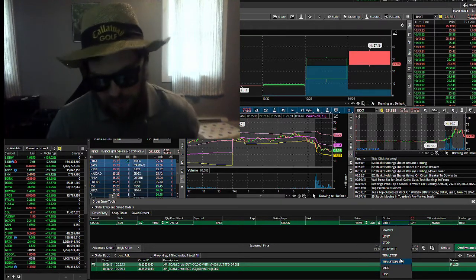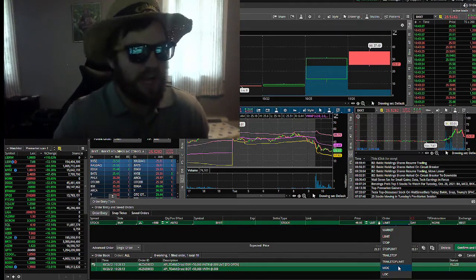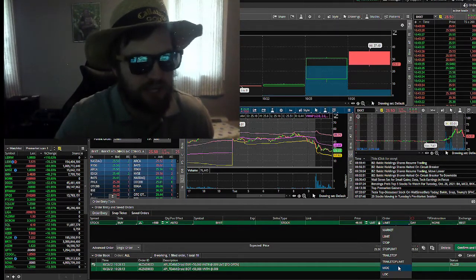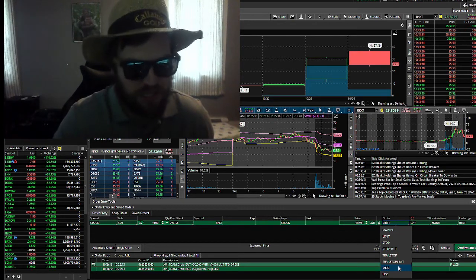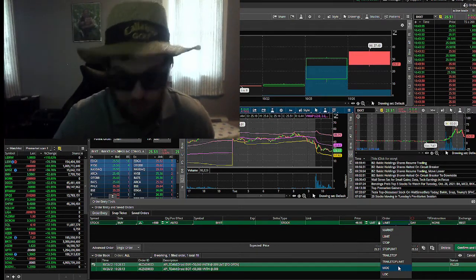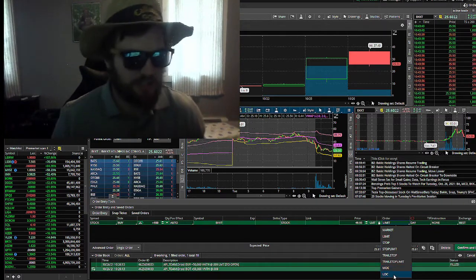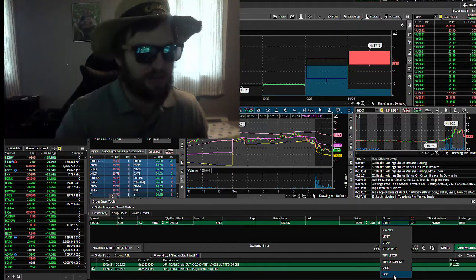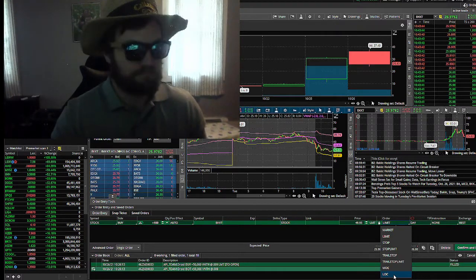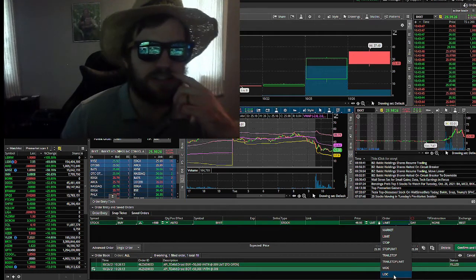MOC actually is a market on close order. It will buy the stock at or near the closing price at the end of the normal trading hours. Doesn't fit my strategy, never used one, probably never will. Limit LOC is limit on close, same idea, except it's a limit order. It will buy near the closing price. I've never used one, doesn't fit my strategy, probably never will, but it's good to know what those are there for.